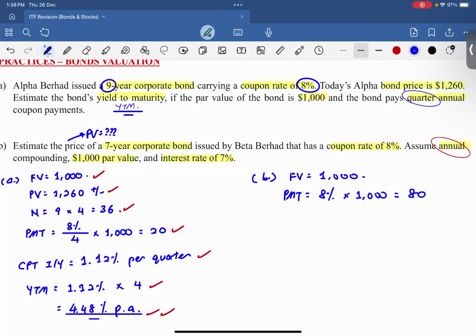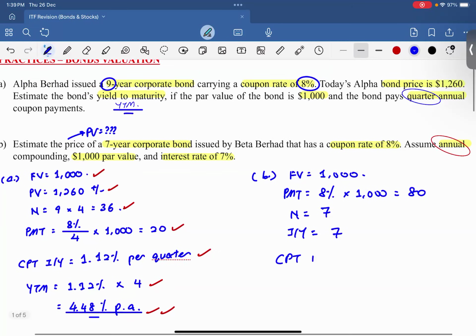Then after that, I will have my number of periods, which is 7 years. I don't need to make any adjustment, so straight N equals 7. And then IY is also 7. No adjustment is needed. And then compute my PV.